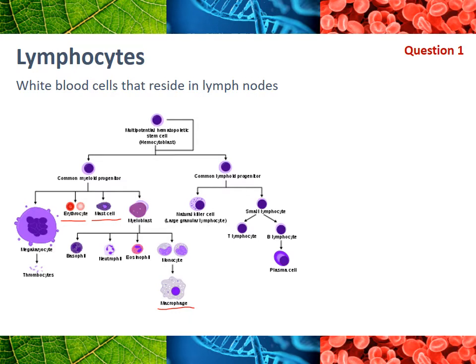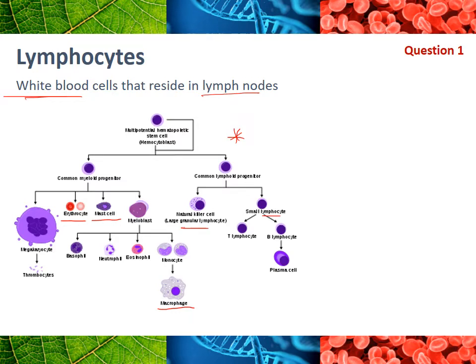If we move over to looking at the right here, you'll see there's the natural killer cell, which we looked at in the non-specific response. And then we have these things over here called lymphocytes. So a lymphocyte is basically the white blood cells that reside in the lymph nodes. Okay, and these really are the cells we look at in the specific response. So that's just to show you what a lymphocyte is.